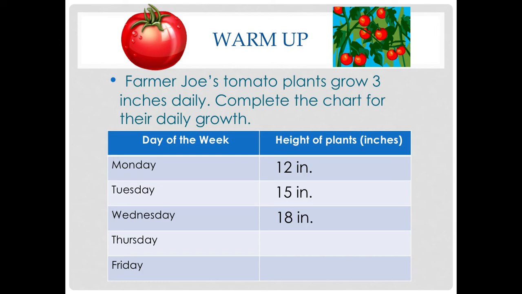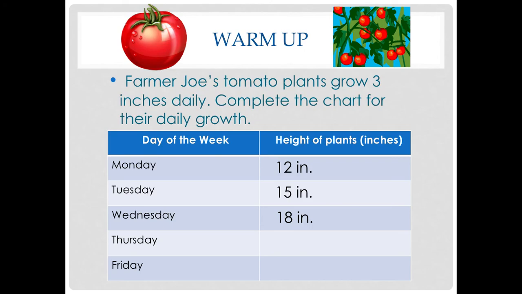Farmer Joe's tomato plants grow 3 inches daily. Complete the chart for their daily growth. So on Monday, his plant was 12 inches. On Tuesday, his plant was 15 inches. On Wednesday, his plant was 18 inches. So pause for a minute to see what you think his plants will be on Thursday and Friday.